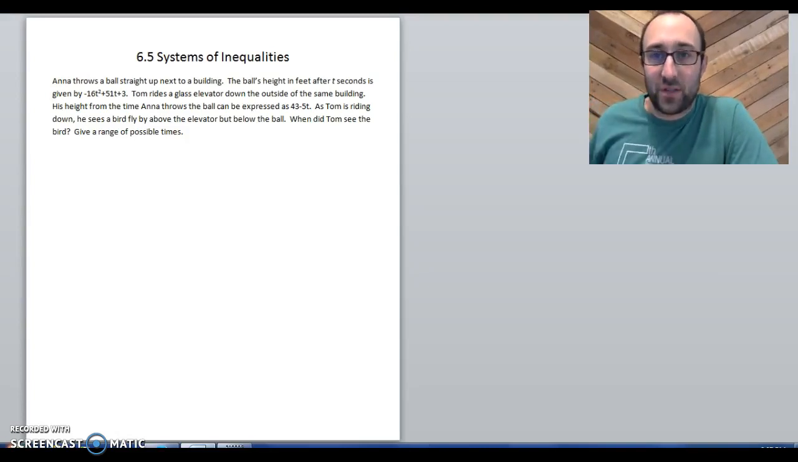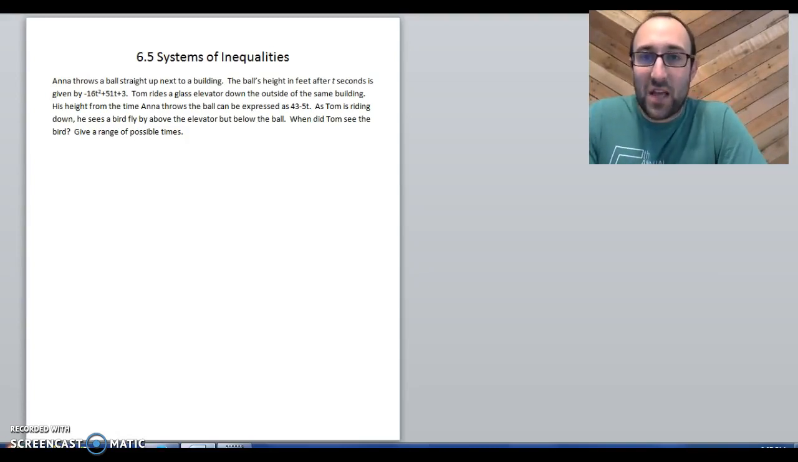Alright everyone, welcome to Systems of Inequalities. This is example B for 6.5. And here it says, Anna throws a ball straight up next to a building. The ball's height after t seconds is given by negative 16t squared plus 51t plus 3.